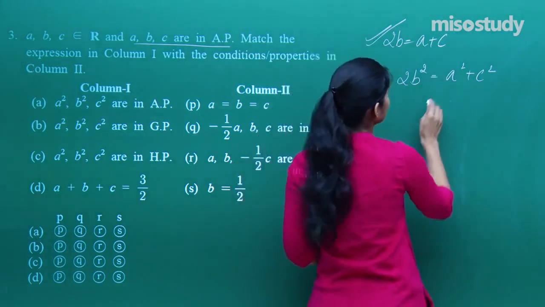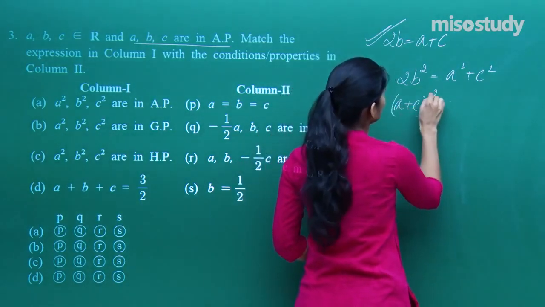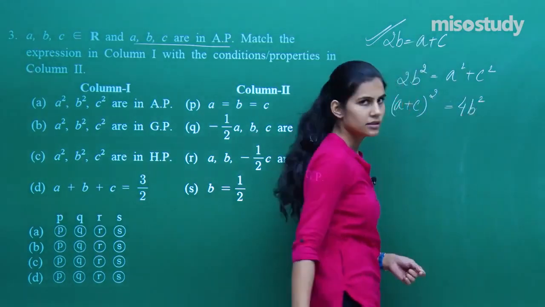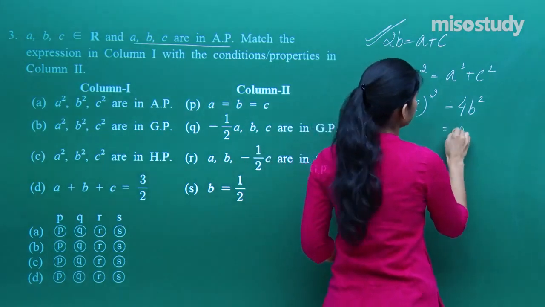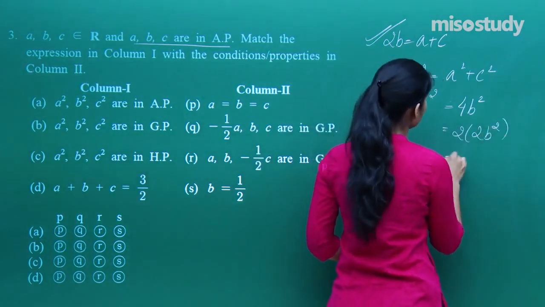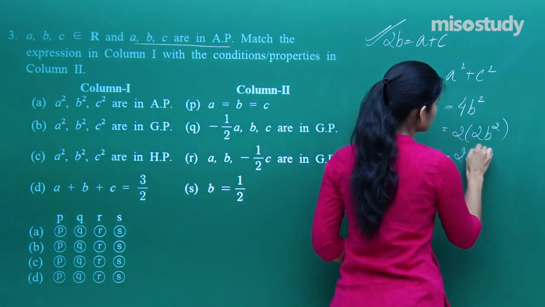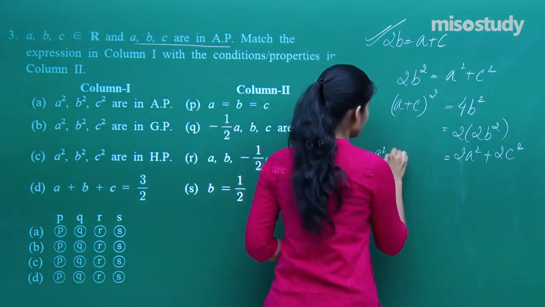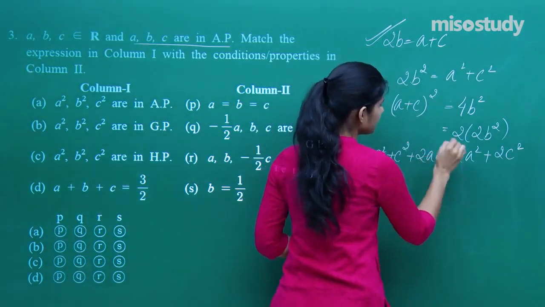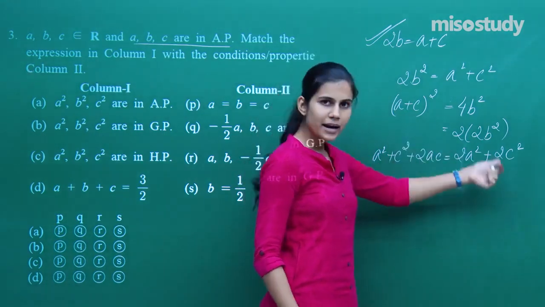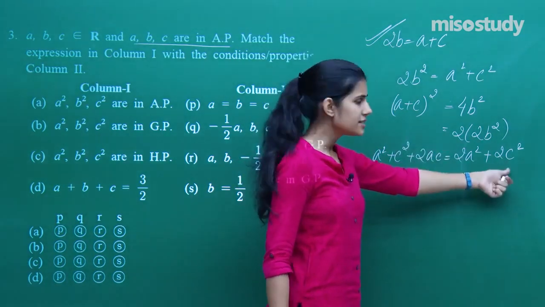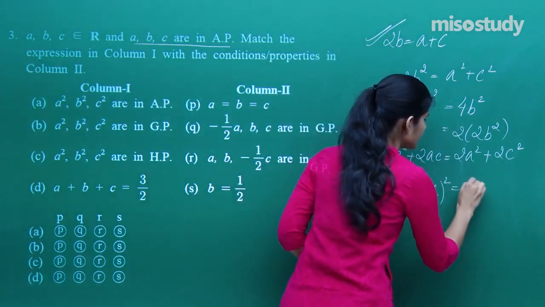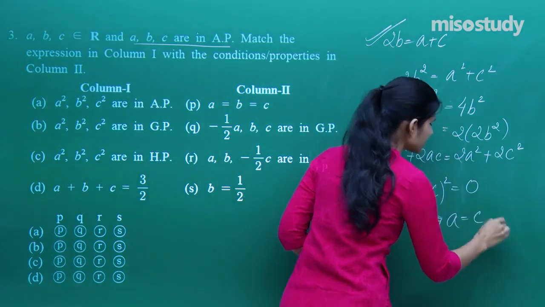Fine. Now A plus C whole square is what? A plus C whole square is 2B whole square. What is 4B square? It is twice of 2B square. But 2B square is A square plus C square. So this is 2A square plus 2C square. This is A plus C whole square, which is A square plus C square plus twice of AC. Now 2A square minus A square is A square, 2C square minus C square is C square, minus 2AC gives you A minus C whole square is 0, which means A equals C.